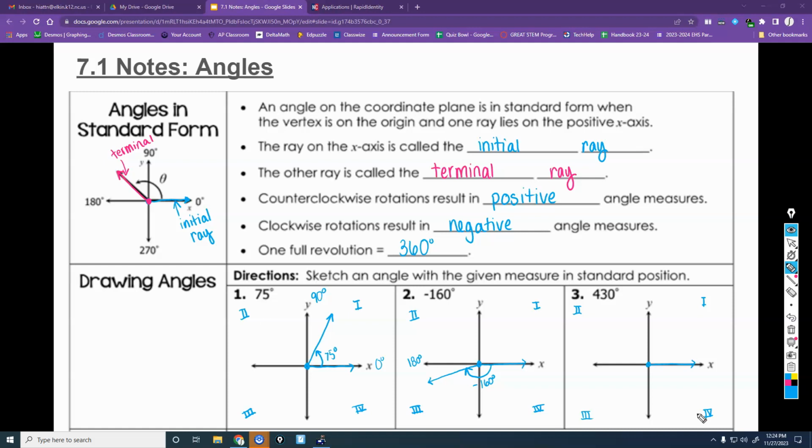So if we draw that down, you can have a seat now. Thank you. If we draw that here, it would look like a 70 degree angle, right? It would look like a 70 degree angle, but if we wanted to mark it we would go all the way around and then back up to that terminal side, and that would be 430 degrees.